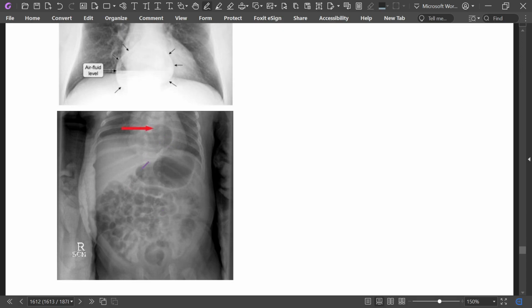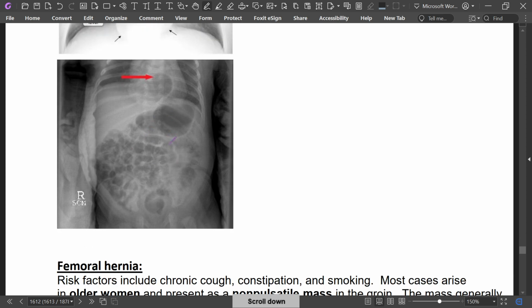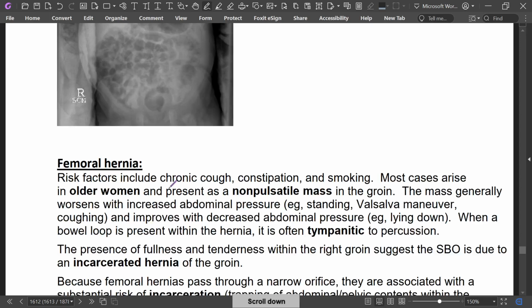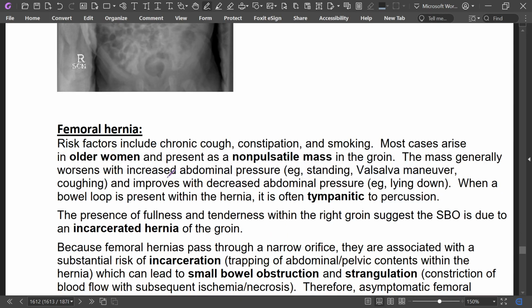The contents, gastroesophageal junction and other contents herniate. Femoral hernia risk factors: chronic cough, constipation, and smoking.